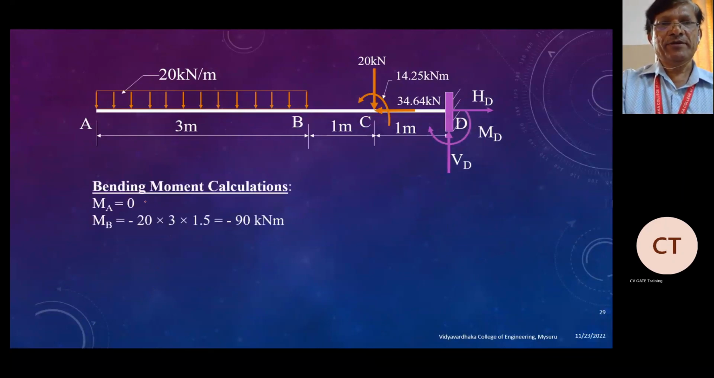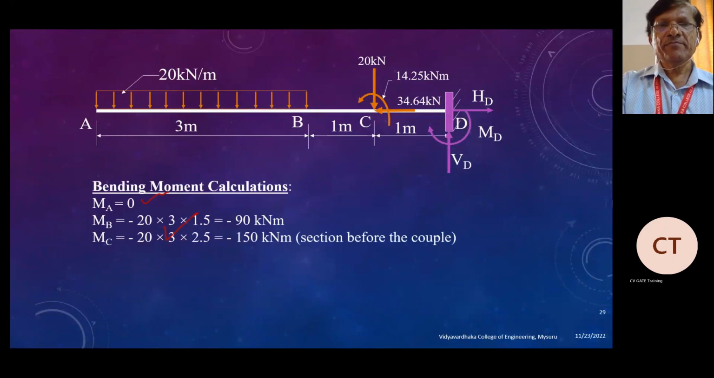And the bending moment diagram, it will be, so MA at the end, the moment will be 0, and MB, whatever load is acting on the left side of the section. So 20 into 3 into 1.5, acting in the anti-clockwise direction, is negative. So minus 90 kilonewton meter. So the moment at MC is equal to 20 into 3 into 2.5. The distance from here, the center, you have to calculate from here to here, so 1.5 plus 1, that is 2.5. That is the moment at that point.